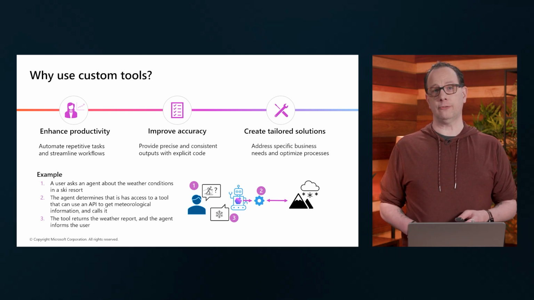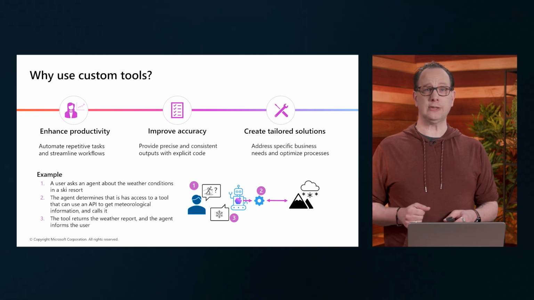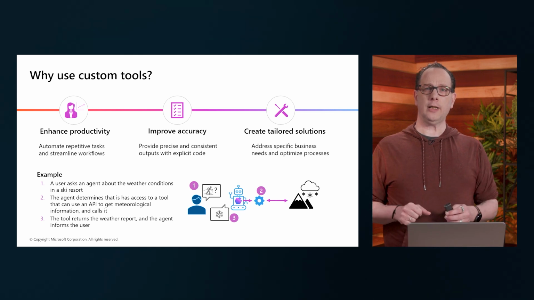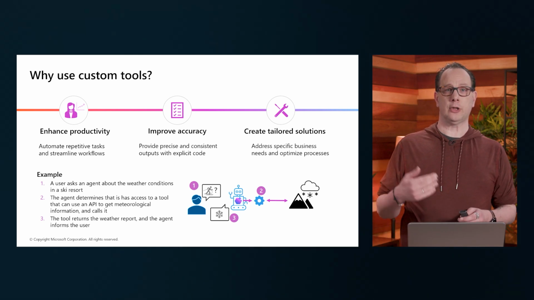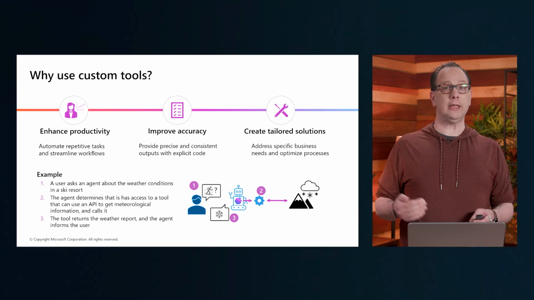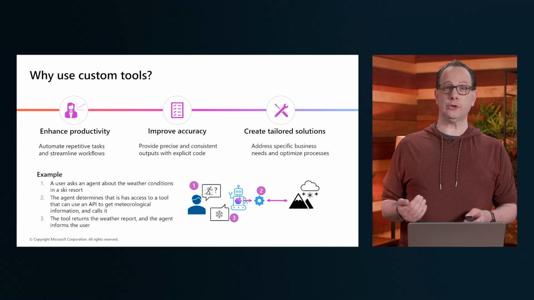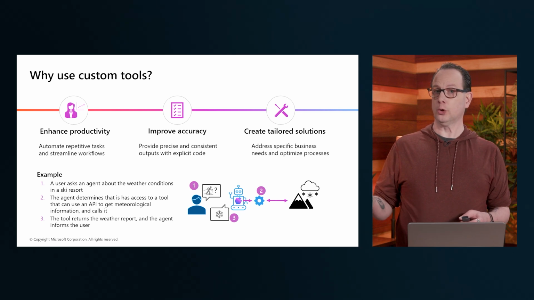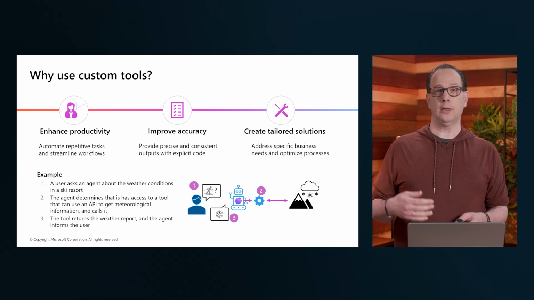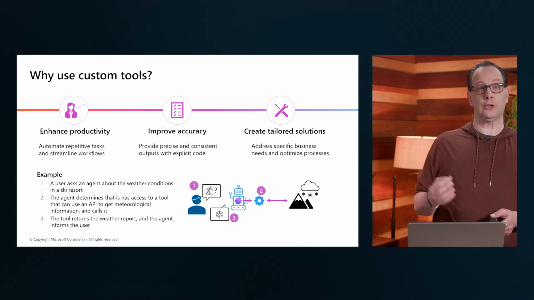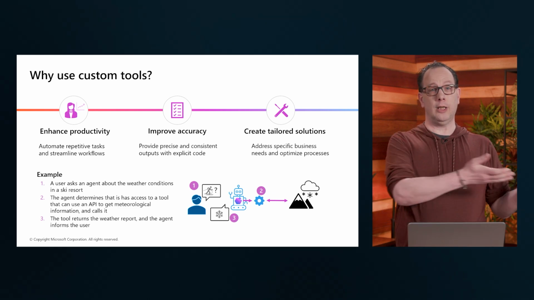Adding tools makes custom functionality available for the agent to use, depending on how it decides to respond to that user prompt. The diagram shows the process of an agent choosing to use a custom tool. It starts with a user asking an agent about the weather conditions in a ski resort. The agent determines that it has access to a tool that can use an API to get weather information and just calls it. The tool returns the weather report and the agent informs the user.